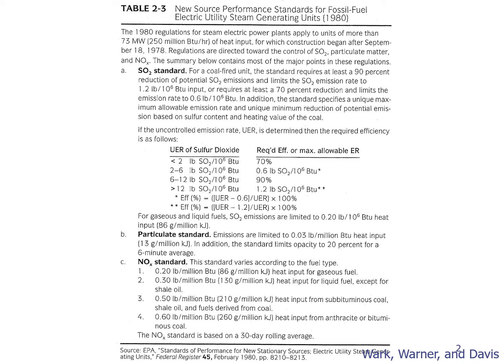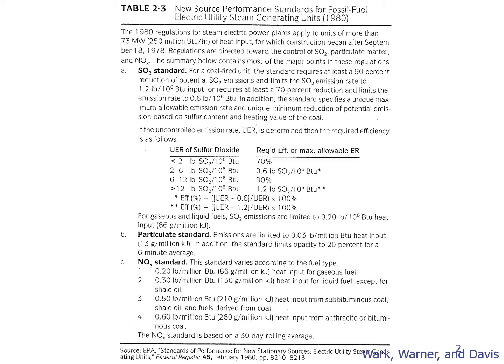The UER refers to the uncontrolled emission rate. So how much SO2 is coming out if you burn the coal and you don't have any type of emissions control equipment. And you can see that if your uncontrolled emission rate is less than 2 pounds of SO2 per million BTU, the million BTU refers to the amount of energy or heat input from the fuel, the coal that you're burning, then your required efficiency on controls is 70%. You have to remove at least 70% of the SO2.